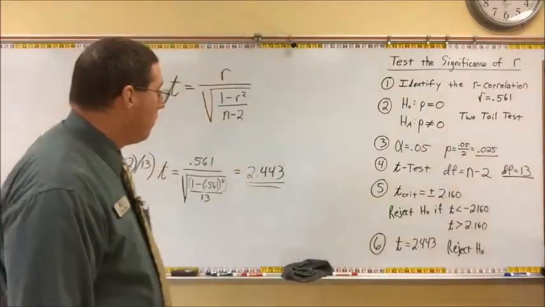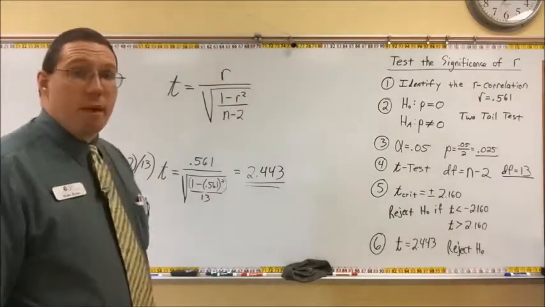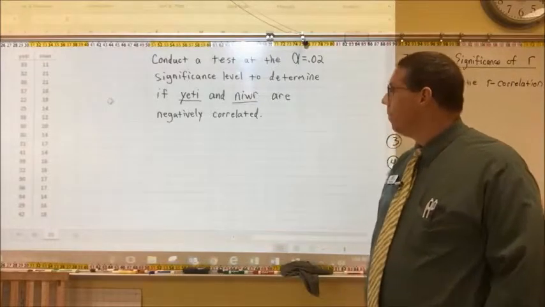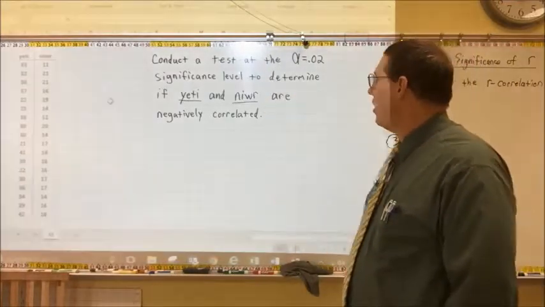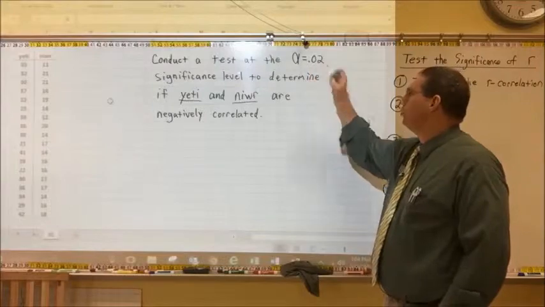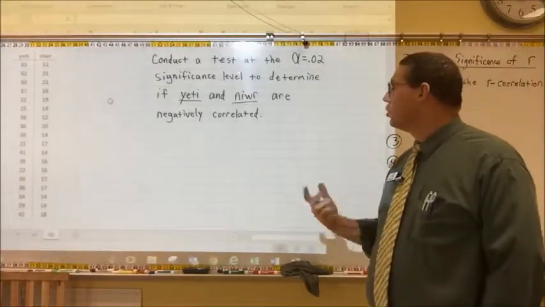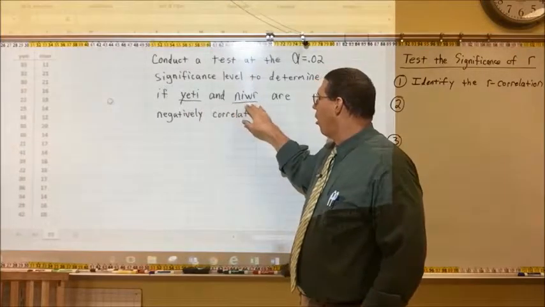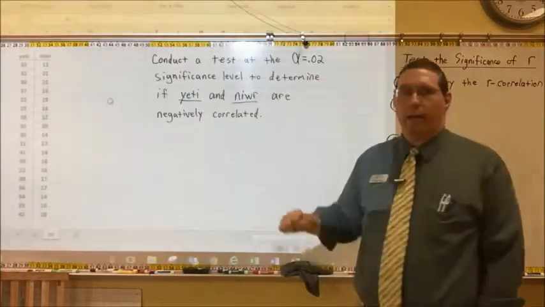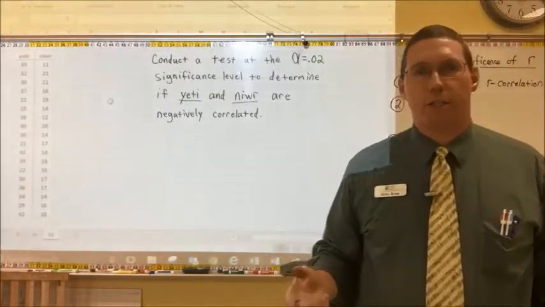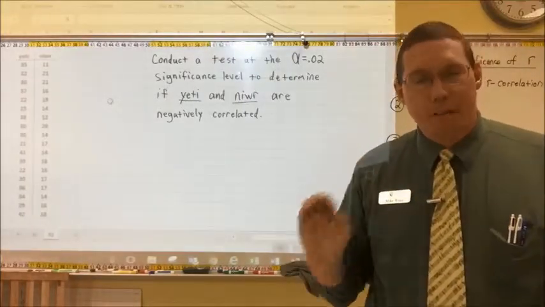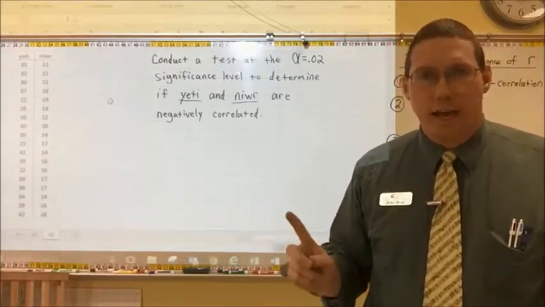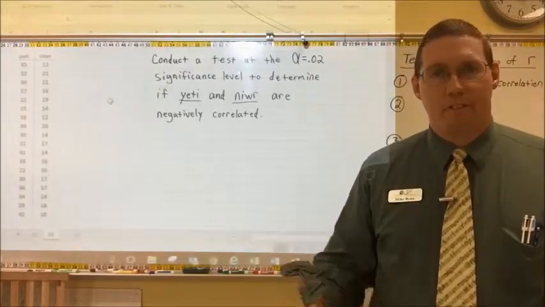Okay? All right, let's do another example. Here's another set of data. The question says, conduct a test at the alpha equals 0.02 significance level to determine if the variable Yeti and the variable NIWR are negatively correlated. So this isn't asking if the correlation is not zero. It's asking specifically if the correlation is negative. This is going to be a one-tail test, and it's going to be a left-tail test.